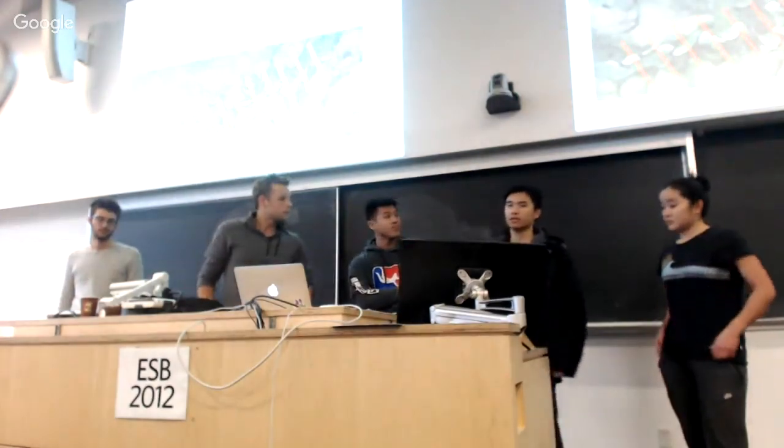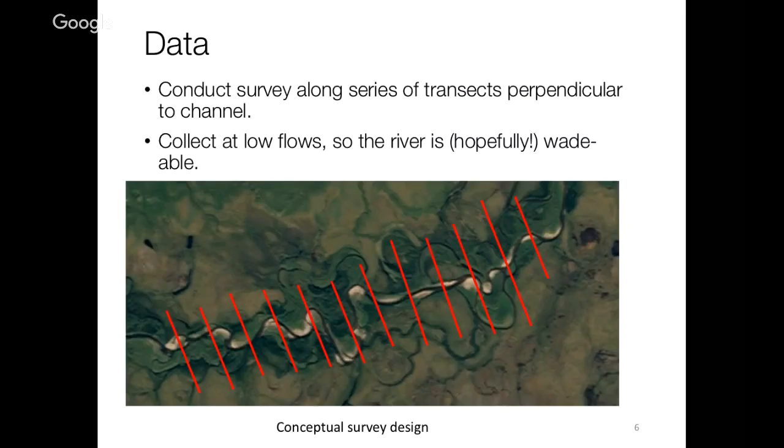In order to conduct a survey, some transects that are perpendicular to the river channel are going to be made. That is because it is easier to get information for the areas between. Also, the transects provide a wider survey area so that the data is more comprehensive. And it is better to take the survey at low flows when the river is still wadeable.